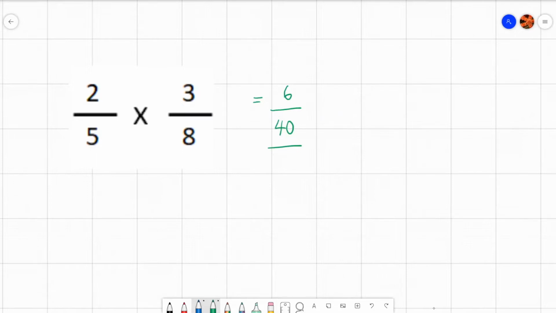What can we do to 6 and 40? Well, I know we can half both the numbers. So divide by 2. Half of 6 is 3, half of 40 is 20. Can I divide 3 and 20 by a number that is the same? No, I can't. So 3/20 is my answer, simplified. Always try and make sure you simplify your answers if you can.